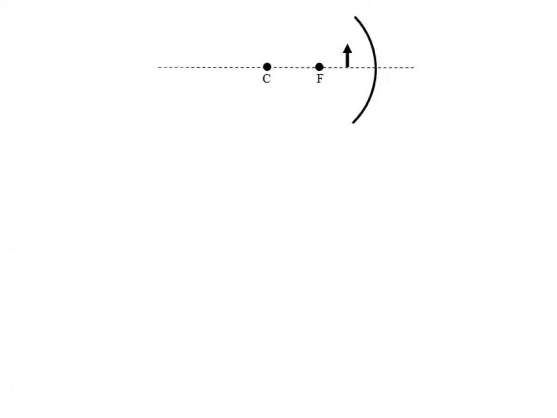An object is placed near a concave mirror, pretty close to it this time, as shown in this figure. So we're going to start by drawing a ray diagram to determine if it's real or virtual, upright or inverted, and larger or smaller than the object.